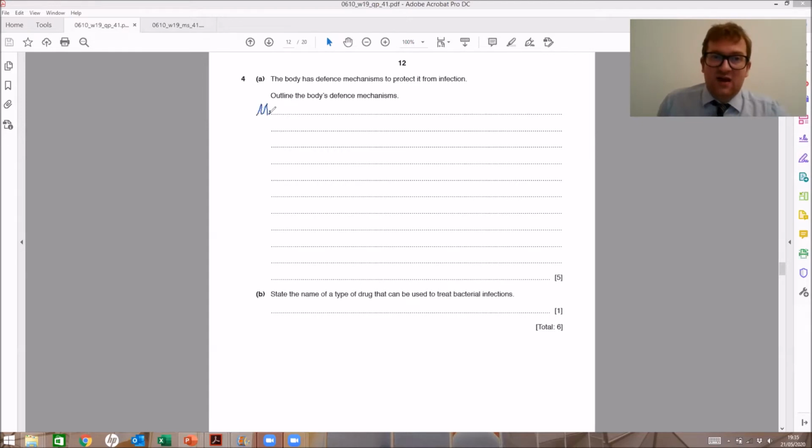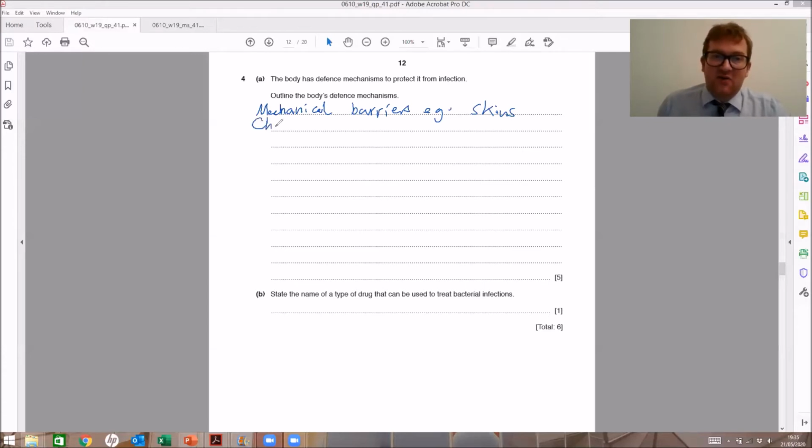So we have what's called mechanical barriers, e.g. the skin, that stops pathogens from getting into the body. Now, it doesn't ask you to explain what it does, it just asks you to outline the body's defenses. So effectively you can just create a list of defenses here.